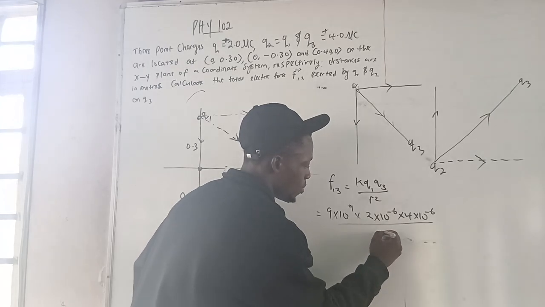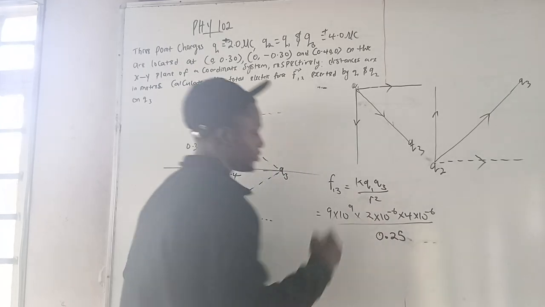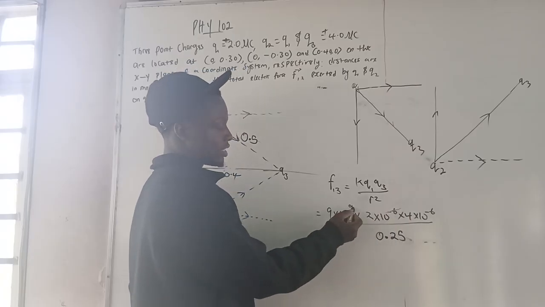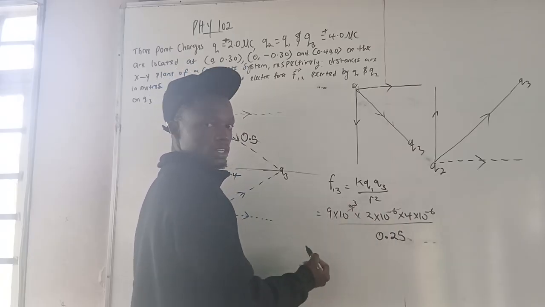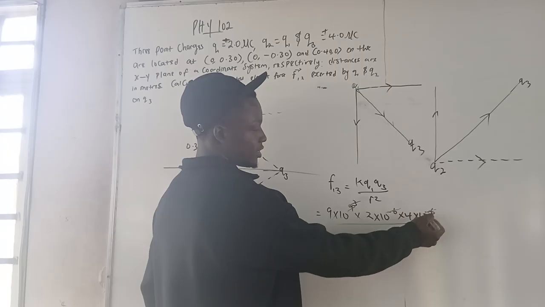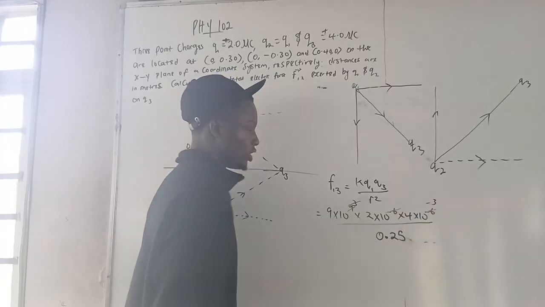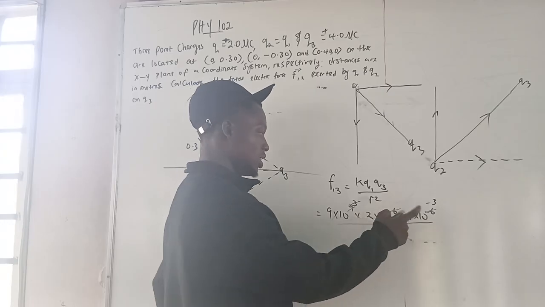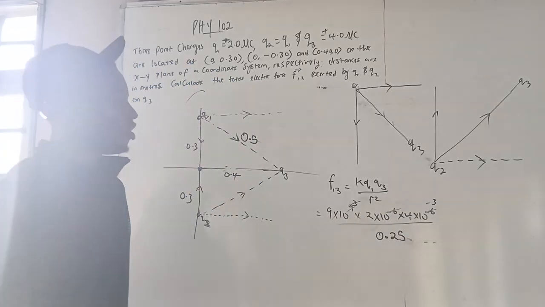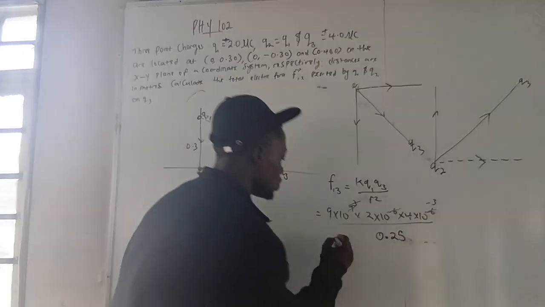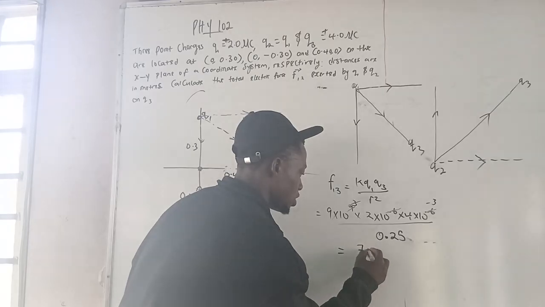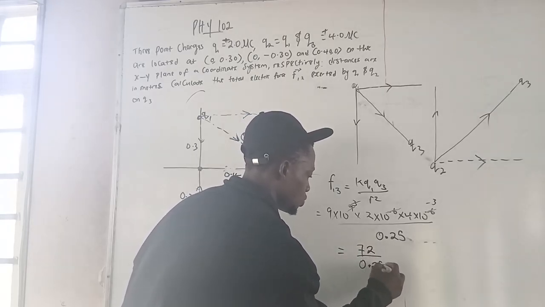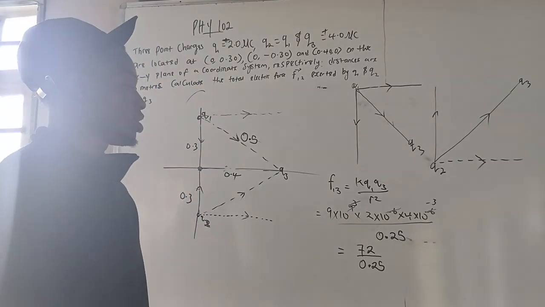So that's 0.25. Now, this minus 6, we cancel 6 here. Here we have 3 left. This 3 will remove minus 3 here. Here we have minus 3 left. So what we have left now will be 9 times 2, which is 18. 18 times 4, that's 72. So this gives us what? 72 divided by 0.25. Are we together?